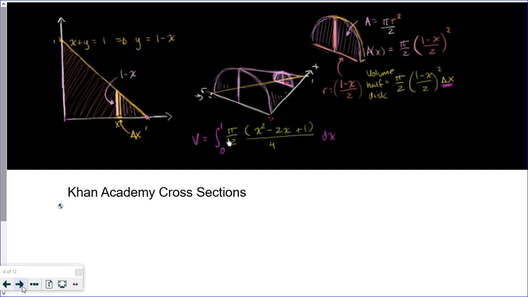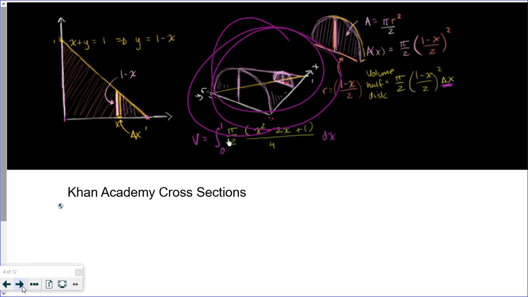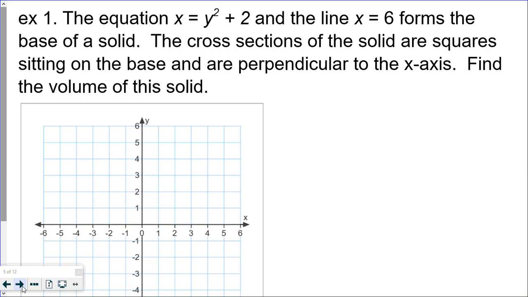But before I do, I think the biggest thing that's hard sometimes is to be able to visualize what a three-dimensional figure looks like, especially since we only have to be able to draw on two dimensions. Khan Academy does an excellent job of sketching that out, and he does a really good example in this link right here, which I've also put on Canvas. So I highly recommend you watch that in your own time.